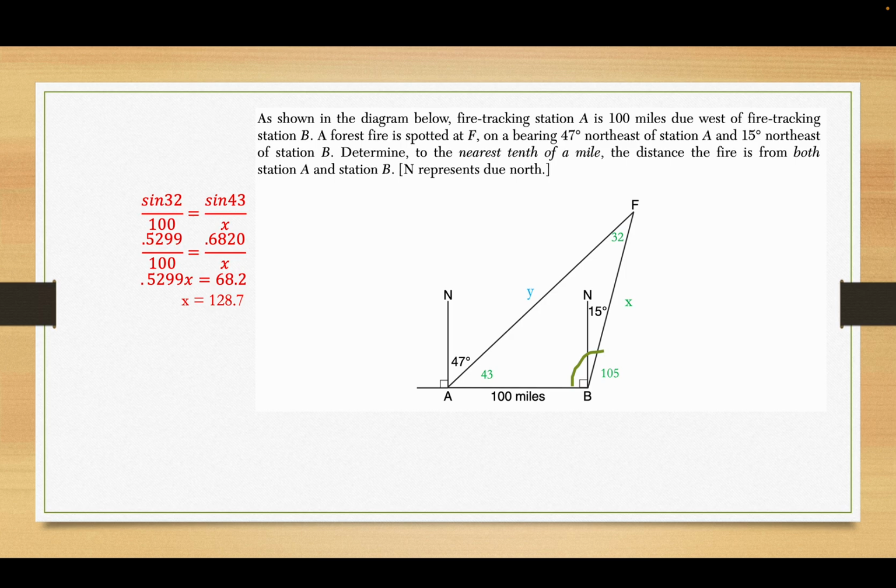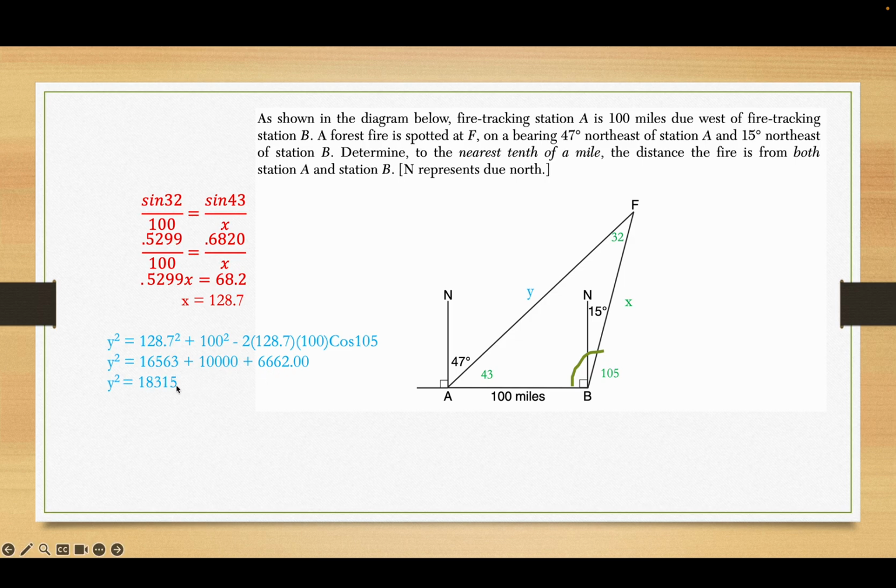Now, at this point, to find y, I could use either the law of cosines or the law of sines. I'm going to do cosines just to give you the practice. There's y. It's going to be 128.7 squared, that's over here, plus 100 squared, which is here, minus 2 times 128.7, this guy, that guy, 100, and then the cosine of that angle in between, which is 105. So y squared is, I just do the squarings, okay? And I also multiply this out because I can find the cosine of 105, okay?